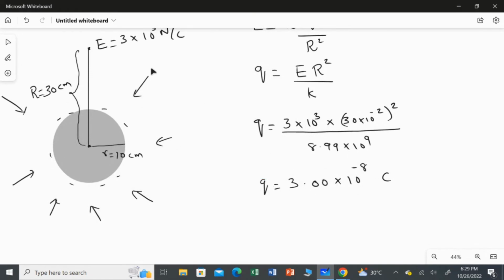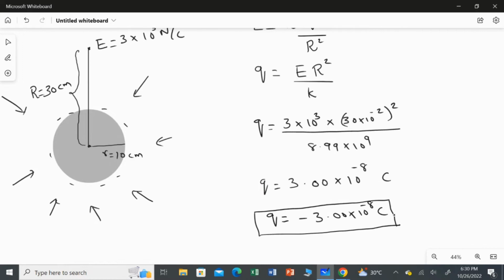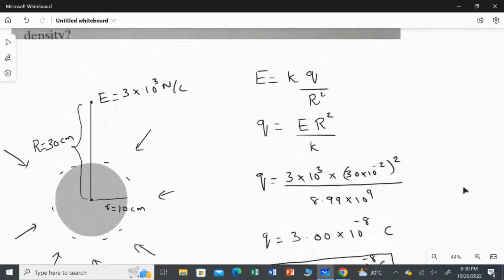As we already discussed, the field lines are in the radially inward direction. So what charge is exactly sitting on the sphere? The negative charge. So what should be our answer in terms of mentioning the charge? It is a negative charge, that is nothing but Q, which is equal to minus 3.00 multiplied by 10 to the power of minus 8 coulomb. Understand? So this is the answer for the first part.